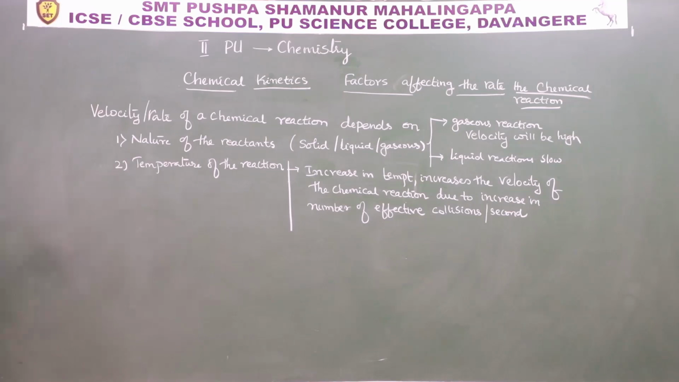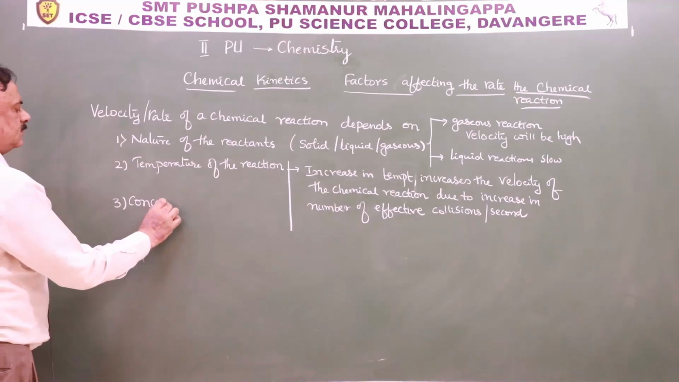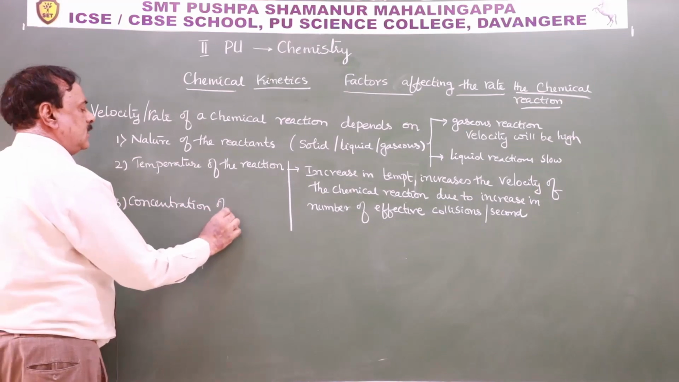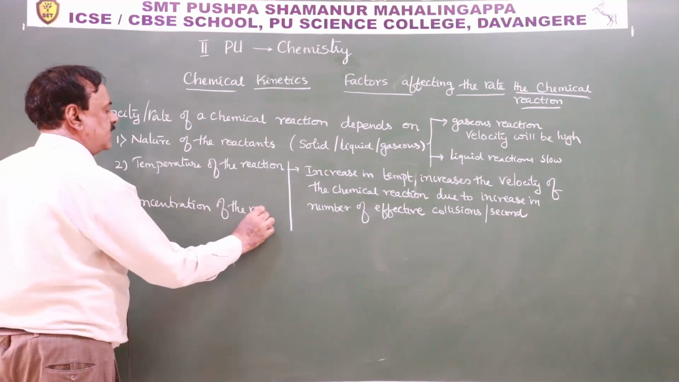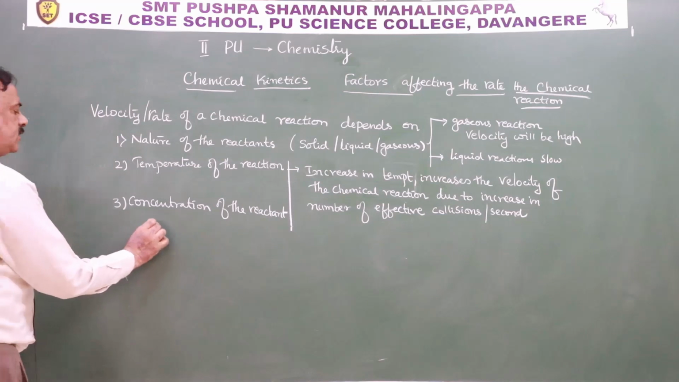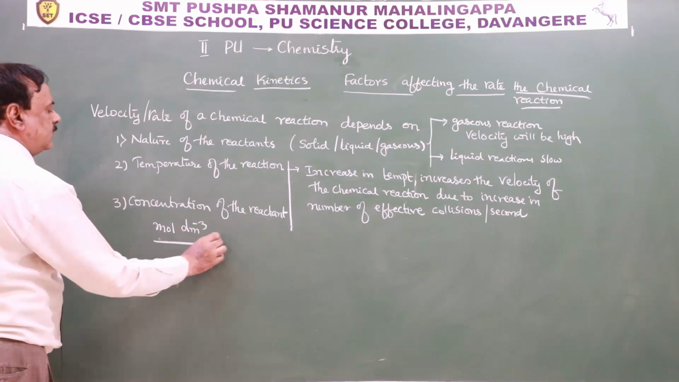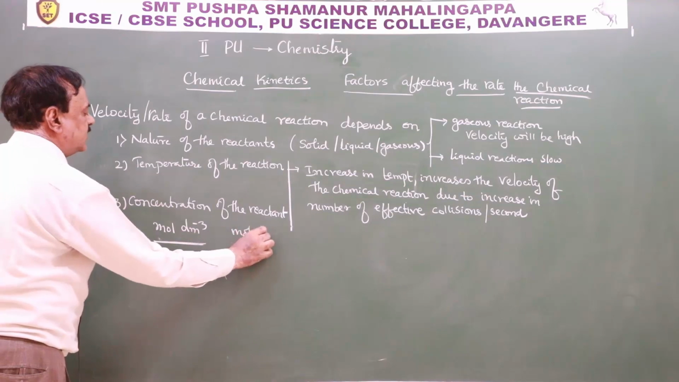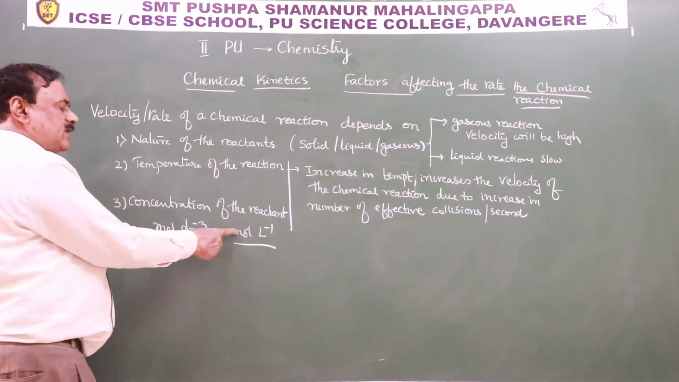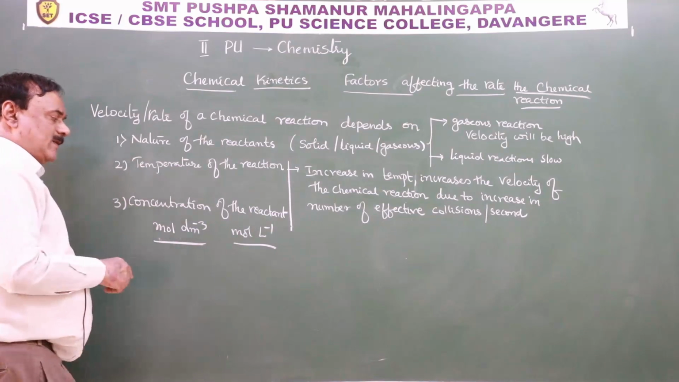Concentration of the reactant. Concentration is usually expressed in terms of moles per cubic decimeter or moles per liter. Here the number of moles per unit volume increases, meaning a greater number of collisions will be possible.